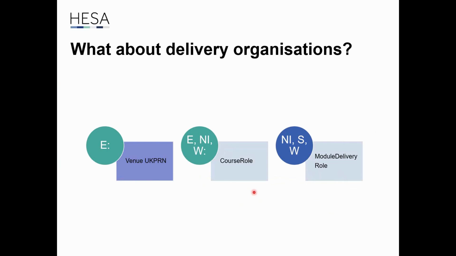Now the course role is where we've still got a tiny question mark. At the moment, this is for England, Northern Ireland and Wales, and we're still waiting to hear back from Scotland on their requirements on this. But this course role is telling you up front what you think the picture is going to be. The module delivery role tells you exactly what's happened and when it's happened, and course role gives you that picture up front when the student starts the course. This is what we think the picture is going to look like.